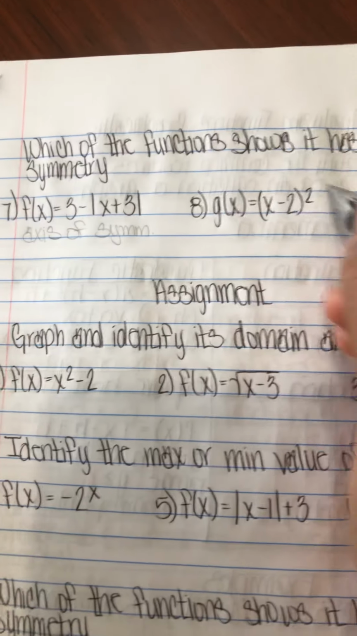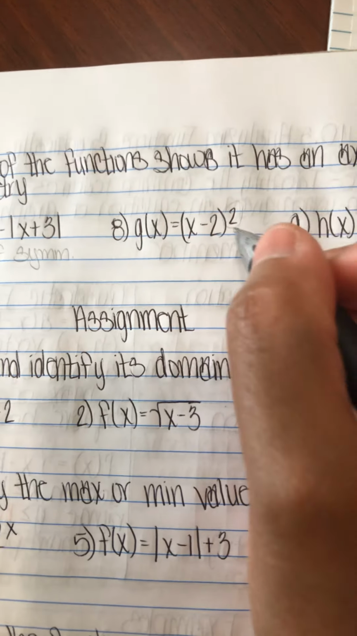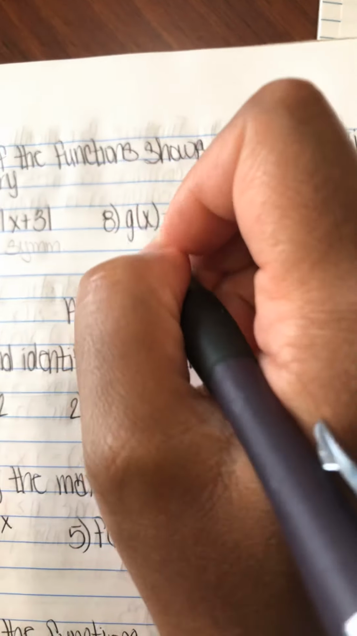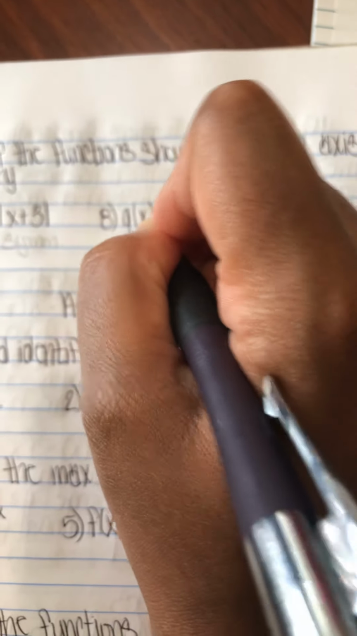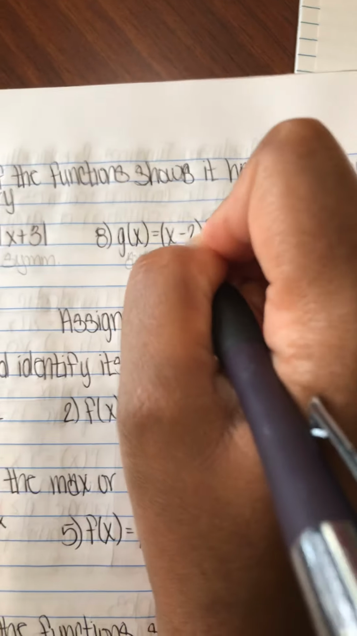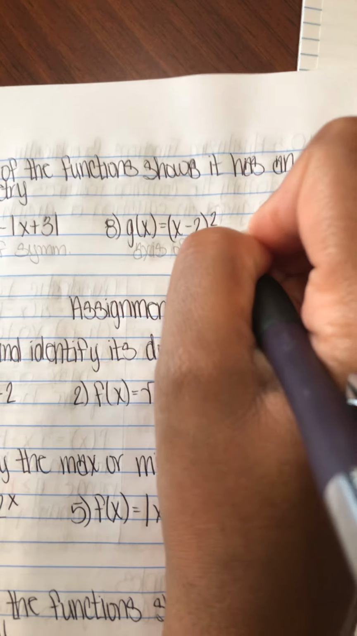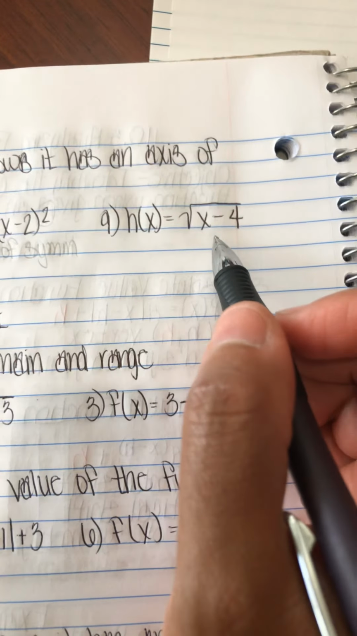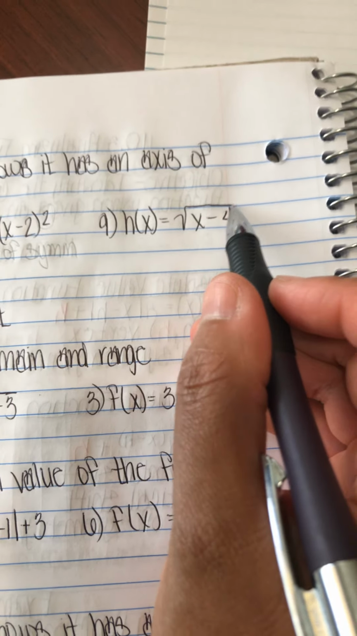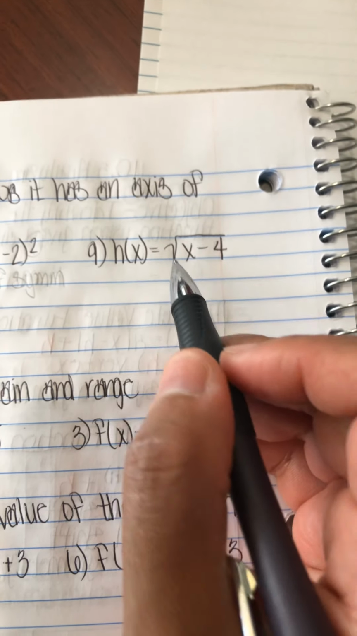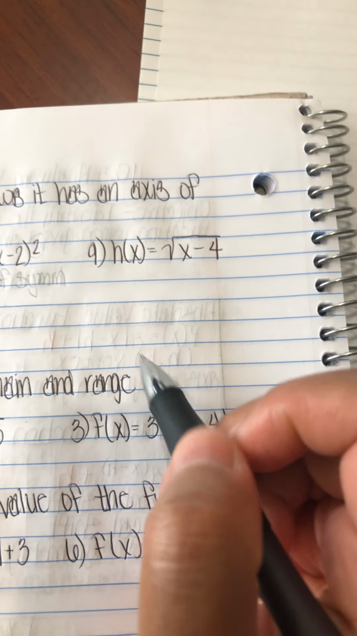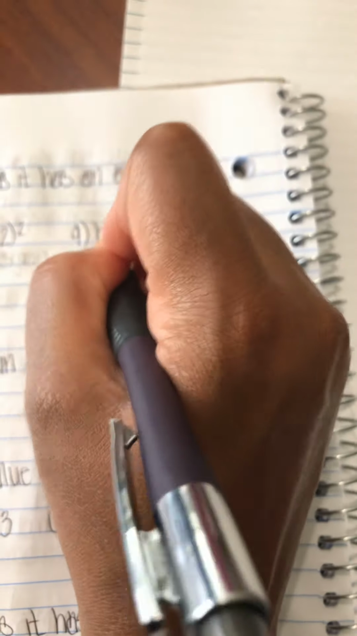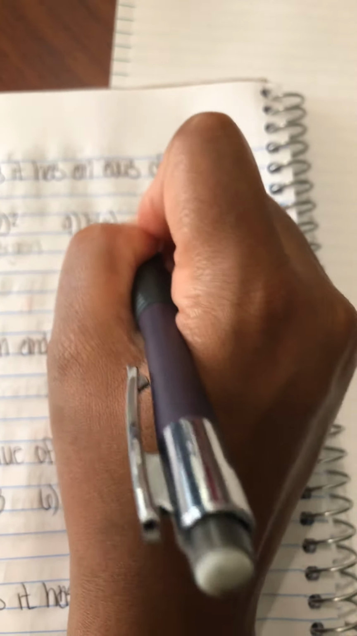For the next one, this is quadratic because it has raised to the 2nd power. So this one has an axis of symmetry. For the next one, this is a square root function because we have the square root. Square root functions do not have an axis of symmetry. So this one is no axis of symmetry.